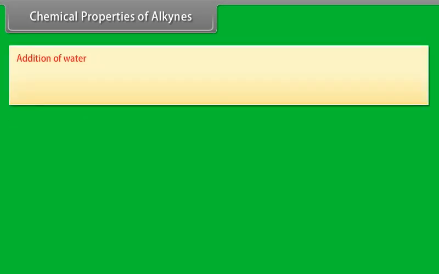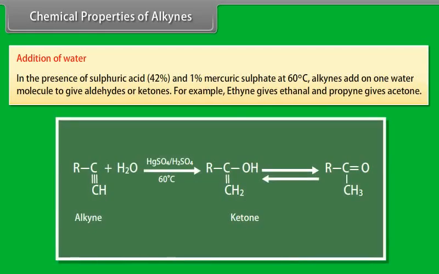Addition of water. In the presence of 42% sulfuric acid and 1% mercuric sulfate at 60 degrees centigrade, alkynes add on one water molecule to give aldehydes or ketones. For example, ethyne gives ethanal and propyne gives acetone.